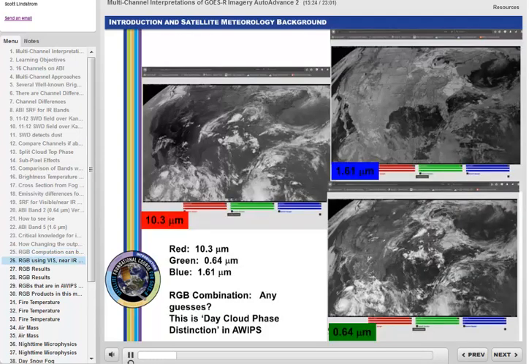Here's a daytime image that combines 10.3 micrometers in the red, the visible 0.64 micrometers in the green, and the snow ice 1.6 micrometers in the blue. Do you have a guess what you'll see? What color will the hurricane in the Pacific be, for example?